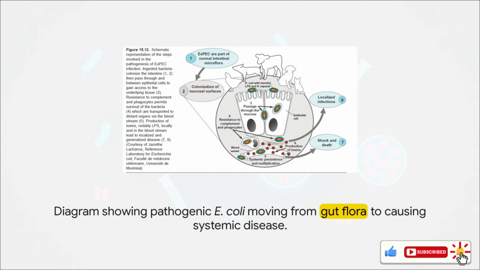And this diagram really shows us the stakes. A pathogenic E. coli, like the one shown here, can go from being normal gut flora to colonizing mucosal surfaces, and then passing right through the gut lining and into the bloodstream. From there, it can cause systemic disease, leading to serious infections like mastitis or even shock and death. Each of these organisms has its own unique way of causing trouble.